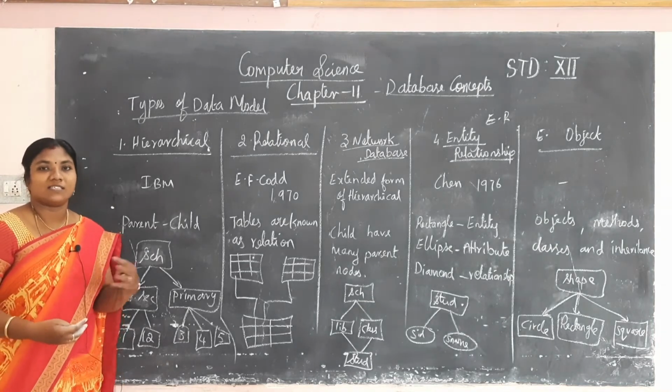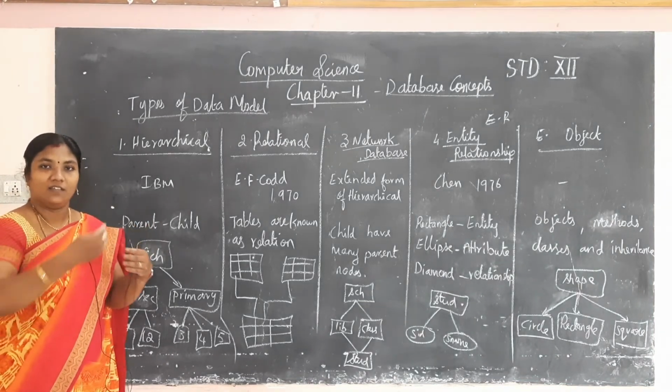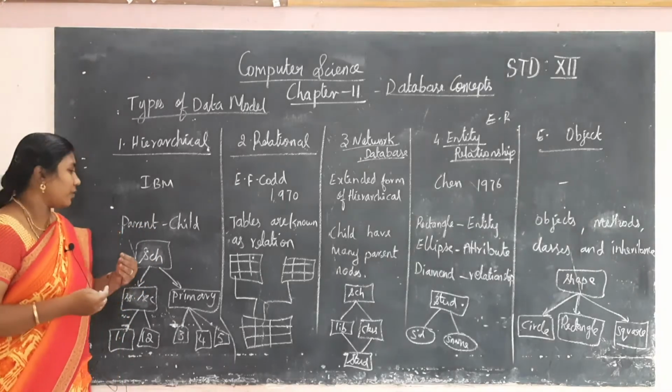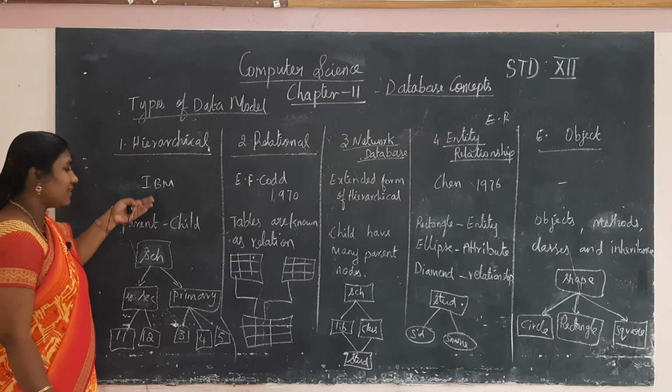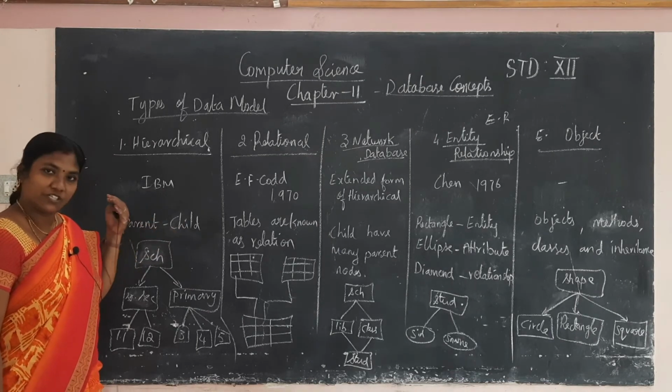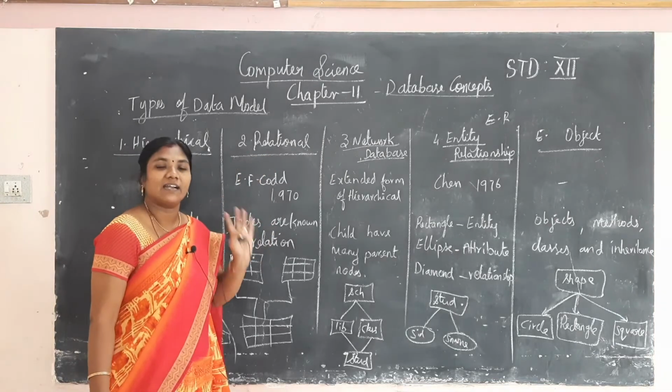I think you know the meaning of the word hierarchical. Order by order, that is the hierarchy. So that was developed by IBM. What relationship is performed here? Parent-child relationship. And the next one is the relational model.